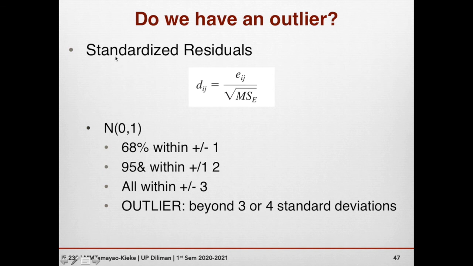What you can do is use standardized residuals, and your standardized residual is computed as such. d_ij is equal to your residual divided by the square root of your mean square error. Your standardized residual is normally distributed with mean 0, standard deviation 1, and what you want are standardized residuals that are within plus or minus 3 standard deviations. Now, anything beyond 3 or 4 standard deviations can be considered as outliers.